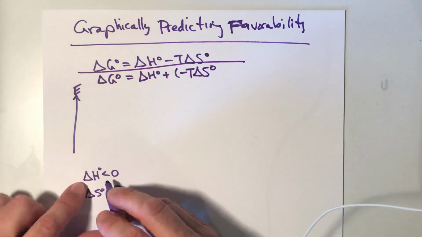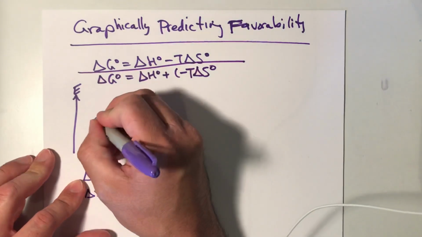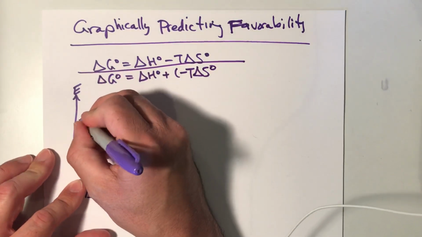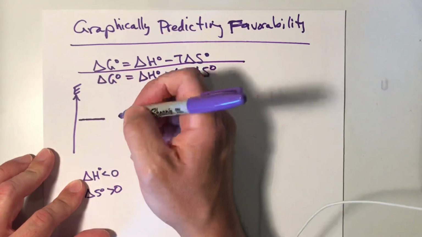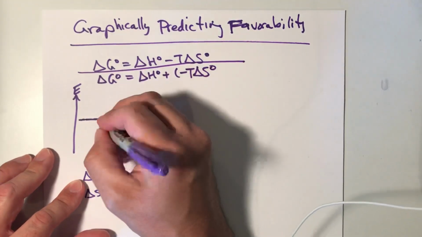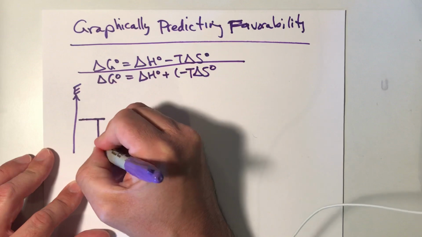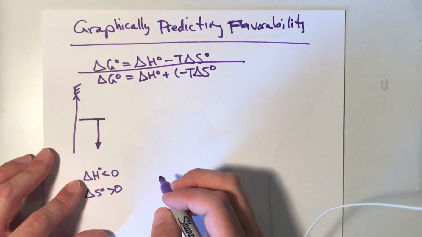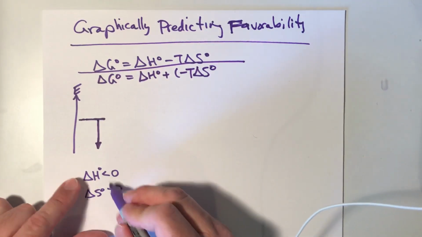All right, so if we have a negative delta H, we're just going to pick a random starting place. It doesn't really matter where. And the delta H term is going to be negative, so we're going to represent that as a down arrow because the delta H is negative.